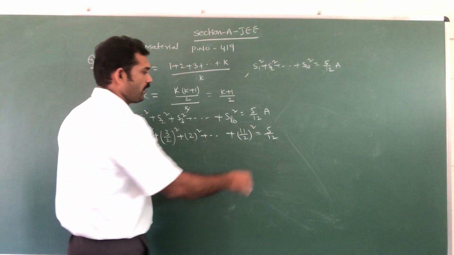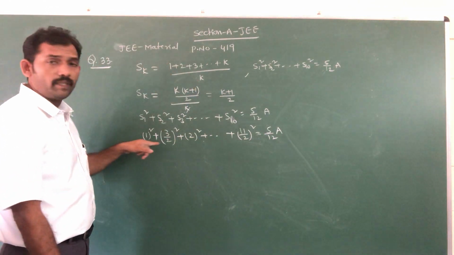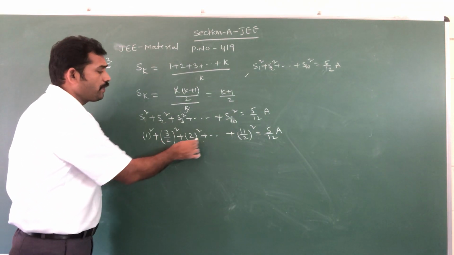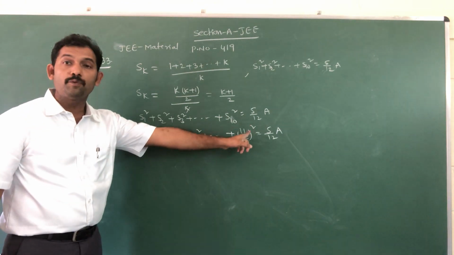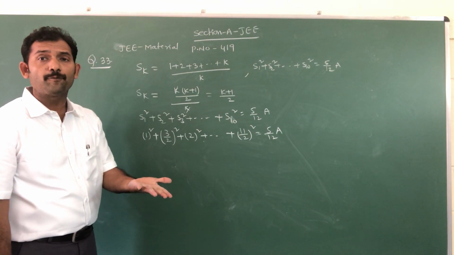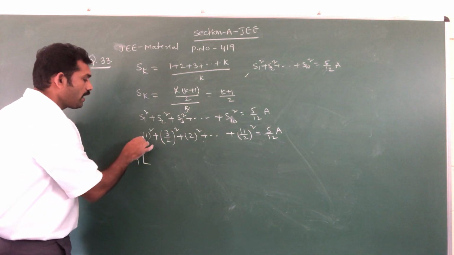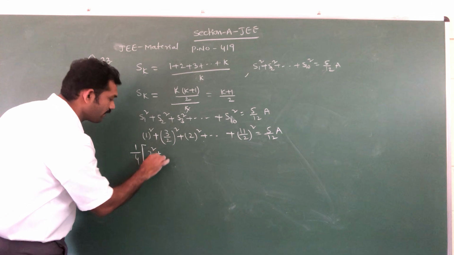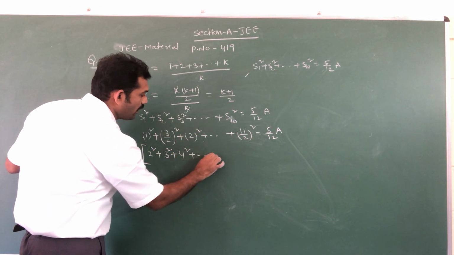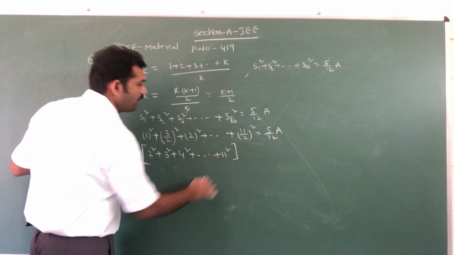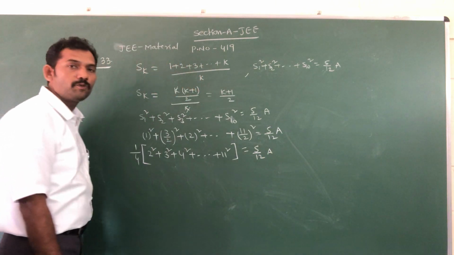It is equal to 5 by 12 into A. In every term there is a divided by 2 square, up to the last term. So 2 square value is 4, so 1 by 4 is common. So what happens to this value? 2 square, this is 3 square, this is 4 square and so on, this is 11 square. It is equal to 5 by 12 into A.